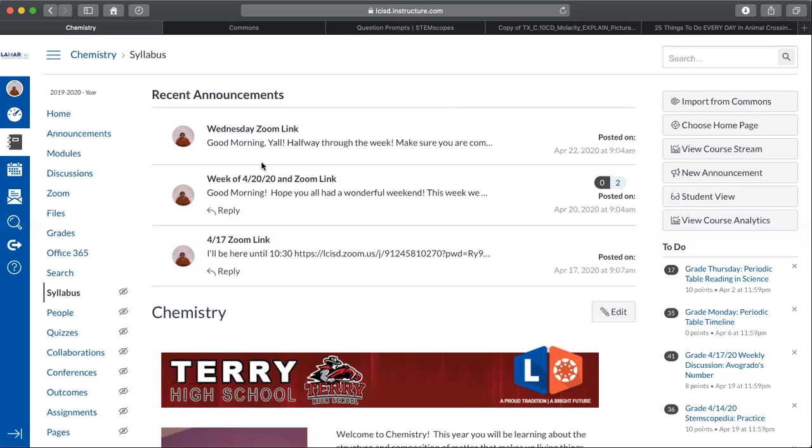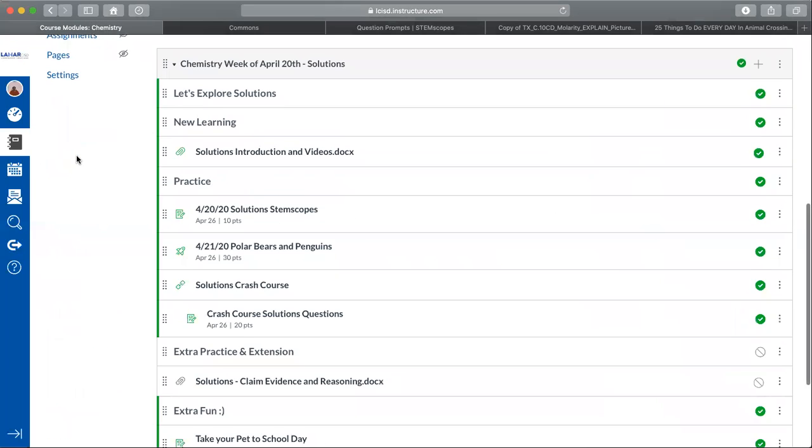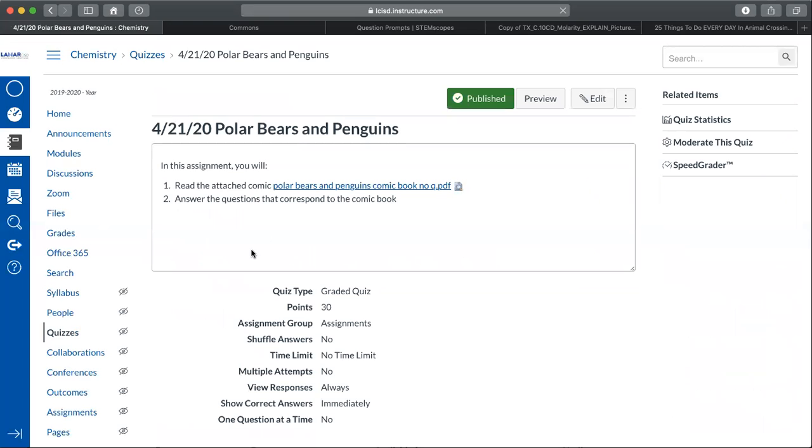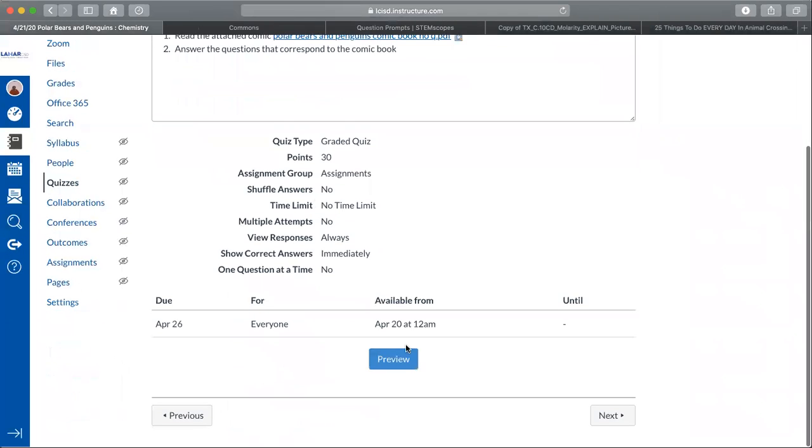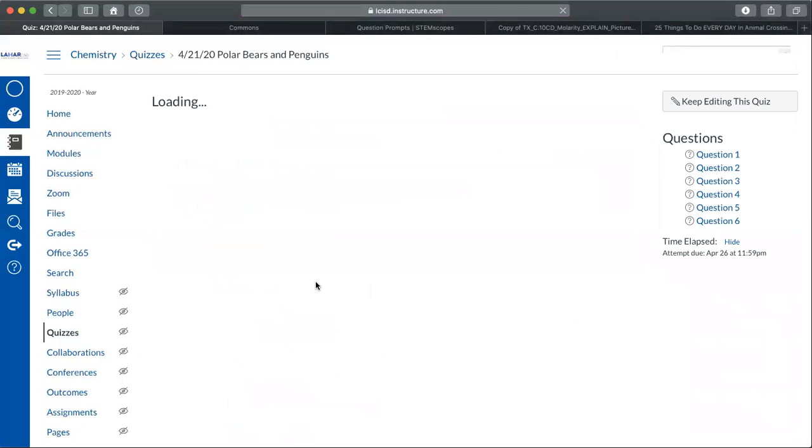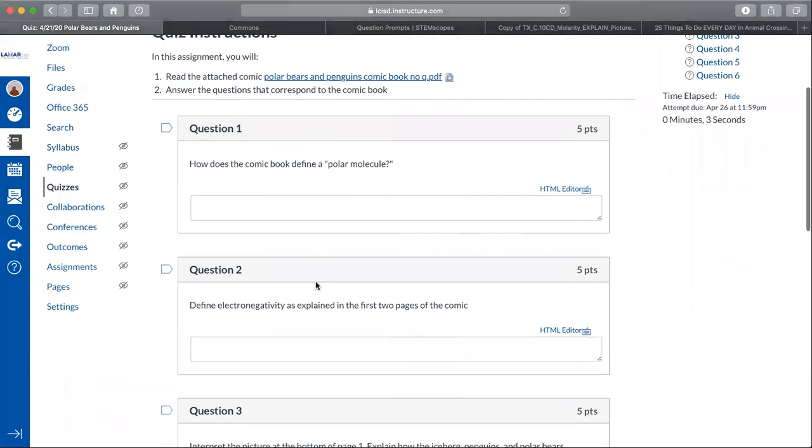Okay, so one more thing, the main thing for this week. I'm only taking one grade per week. This week, the grade I will be taking is the polar bears and penguins. In this assignment, you'll read the comic. I have it open here. It's 4 pages. You don't have to print it out. Hopefully it shows up for you all. And then just answer the questions in the quiz. There are 6 questions, 5 points each.